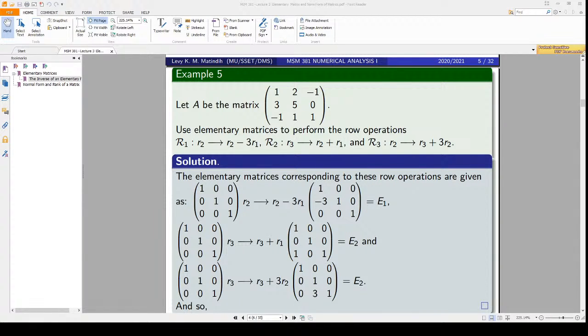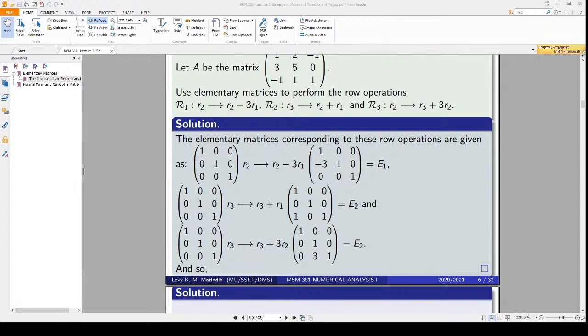And the third one says row 3 implies row 3 plus 3 times row 2. We change row 3 to being row 3 plus 3 times row 2. So in this scenario, row 3 is 0, 0 plus 3 times 0 gives us 0, 0 plus 3 times 1 gives us 3, and 1 plus 3 times 0 gives us 1. So this is our third elementary matrix, E subscript 3.